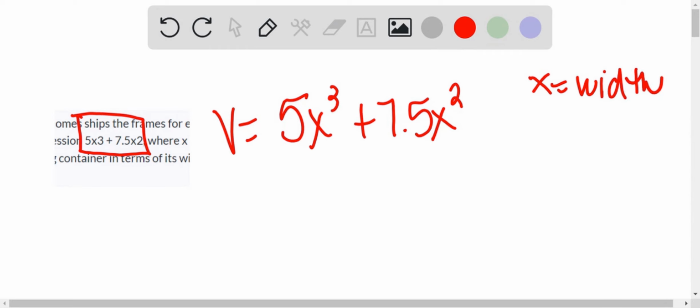It says that the length of the shipping container is 5 times the width. So length is 5x because it's 5 times the width. Write the expression that represents the height.